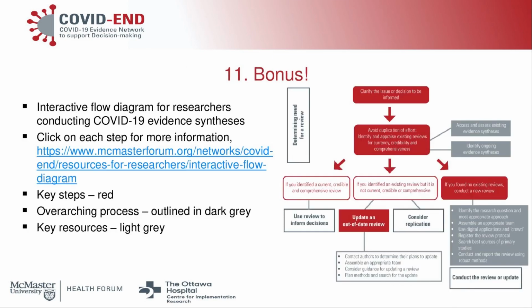I just want to show you something else here in terms of this interactive flow diagram. This is also on the COVID-19 website, and I'll bring us back there in a moment. But this is really just working through some questions. If you have a question that you think may need a review, this would help give you a couple of decision points. So clarify the issue or the decision to be informed. Looking to see, has it already been done? If it has, can I use it?